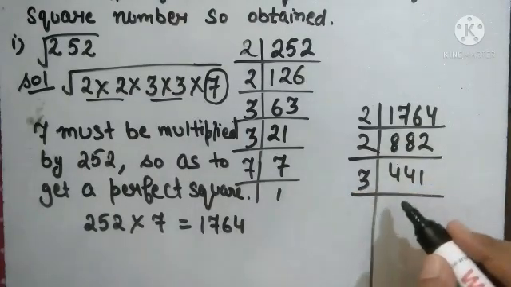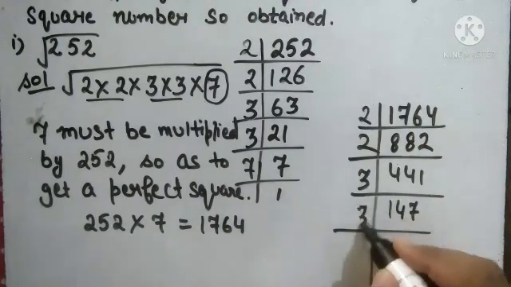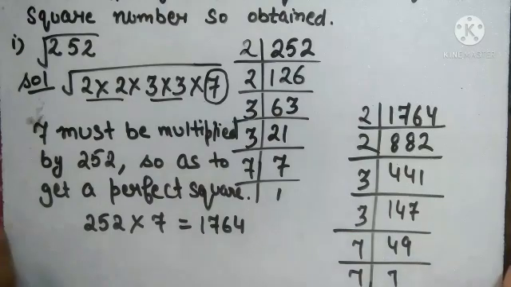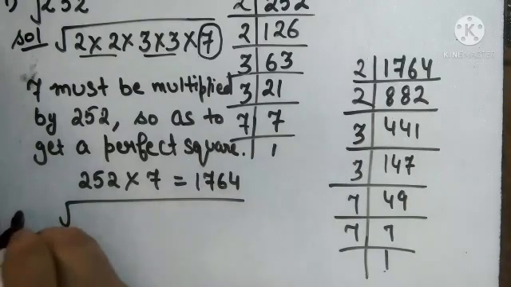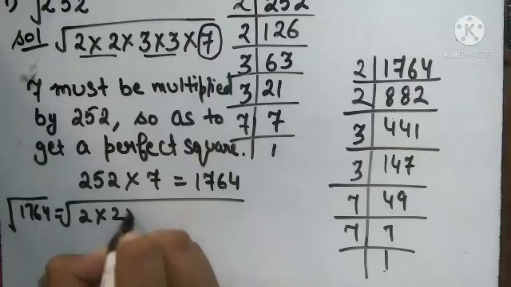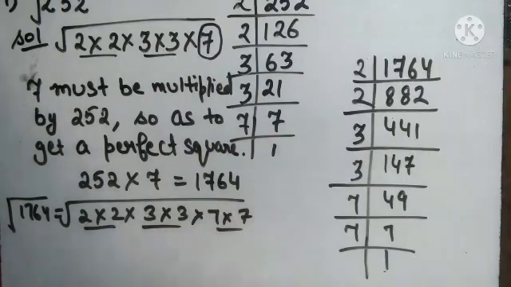4 plus 4 is 8, plus 1 is 9. It means that it can be divided by 3. 3 ones are 3, 3 fours are 12, 3 sevens are 21, then 3 nines are 27, then 7 sevens are 49, then 7 ones are 7. So clearly the factors of 1764 are 2 multiply 2, 3 multiply 3, and 7 multiply 7. All the numbers are in pairs. So we can take 2 from here, 3 from here, and 7 from here. 2 threes are 6, 6 sevens are 42.